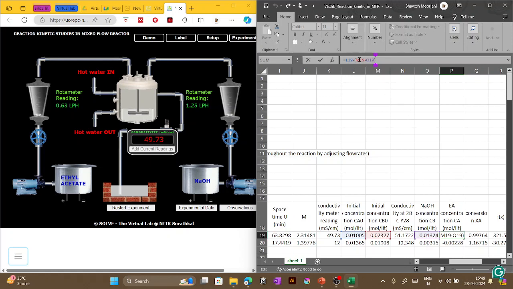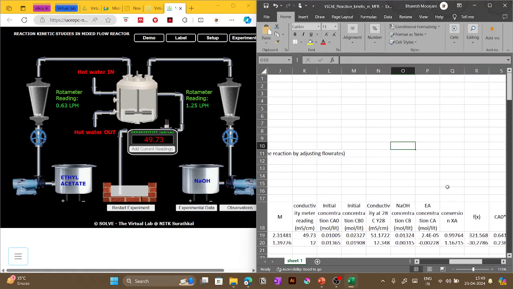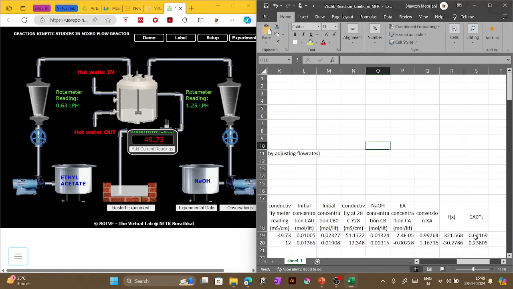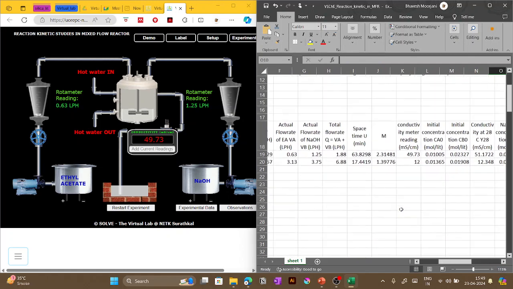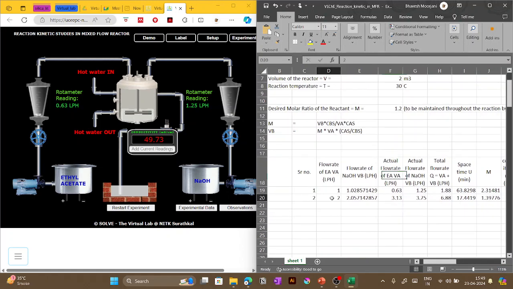So how does that happen? CB0 minus CB. From that we determined EA. Okay, and then you find the conversion Fx and CA0 versus tau. So this was our first reading. Now let's say second reading.